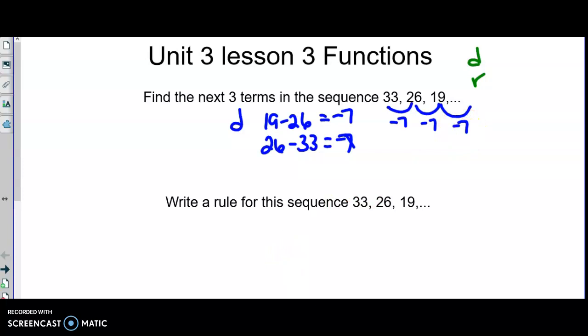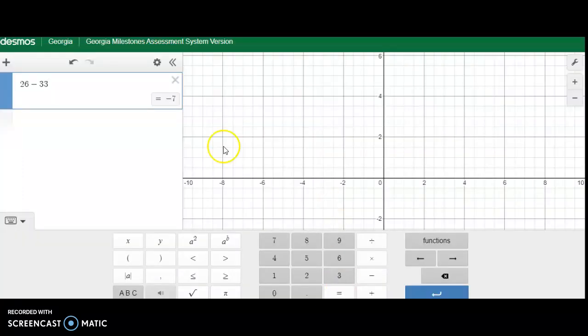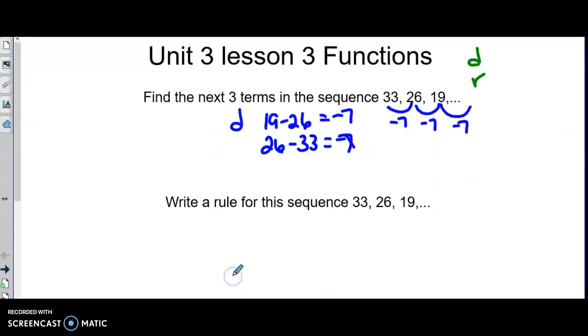So I'm going to do 19 minus 7, which is 12. And then I'm going to do 12 minus 7, which is 5. And then I'm going to do 5 minus 7, which is negative 2. So my next three terms would be 12, 5, and negative 2.